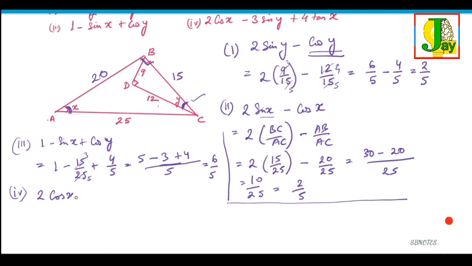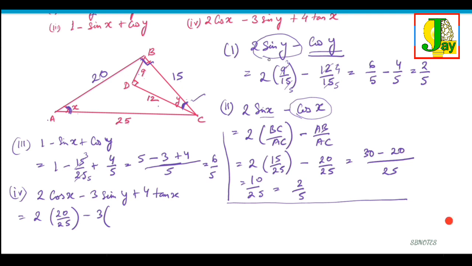2 cos x minus 3 sin y plus 4 tan x. So that's 2 cos x. We have it, I think, yes, cos x is here. So that's 20 by 25. 2 into 20 by 25 minus 3 into sin y. We have it here, sin y. So that's 9 by 15, right?